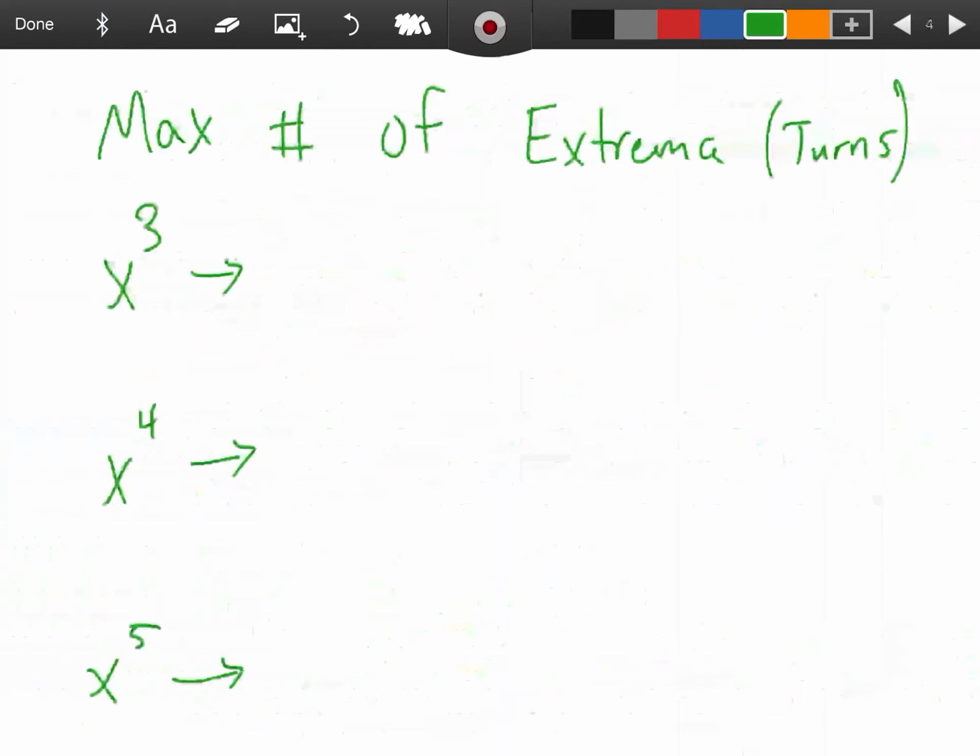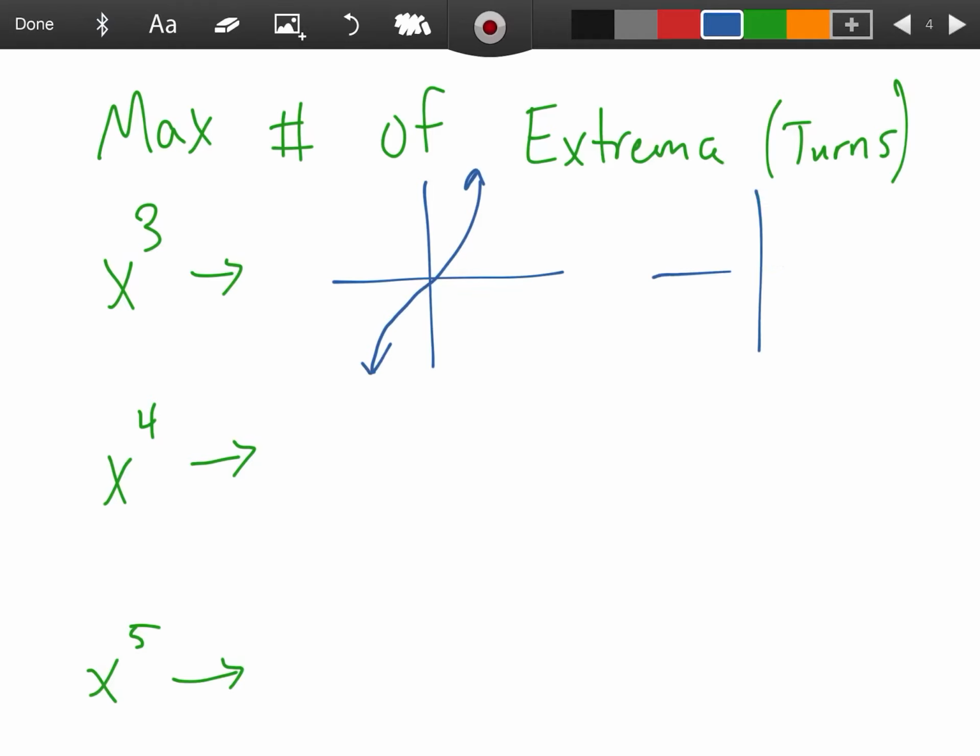All right, next up we have the max number of extrema. Let's look at the graph of x cubed. The graph of x cubed just looks like this. However, if you start to add some things after x cubed, it could look like this. And in this case, we could have two extrema.